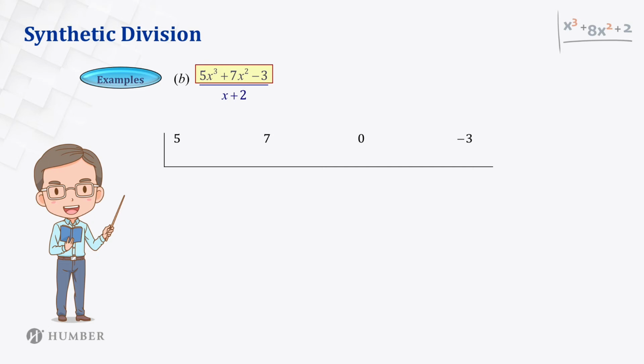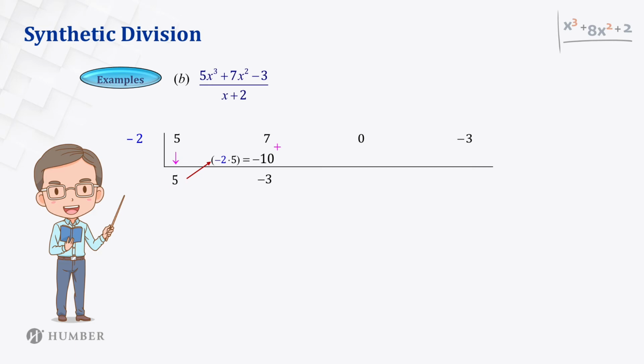Next, we need to identify the c value. Write the opposite sign of the constant in the divisor. So it is negative 2 in this case. We start by bringing down the leading coefficient of 5. Then multiply that 5 by c. So 5 times negative 2 to get negative 10, and place it in the next column. Then 7 plus negative 10 to get the sum of negative 3.